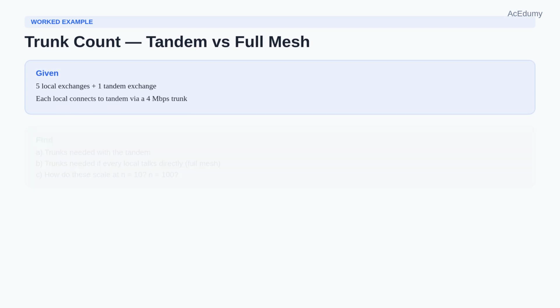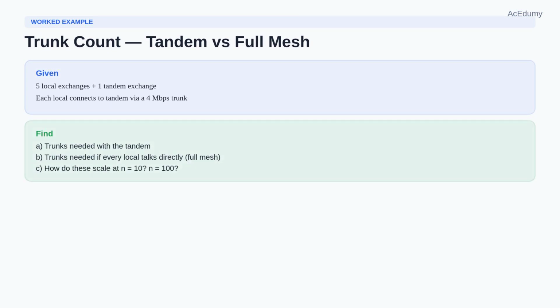Welcome back. Today a network topology question that looks easy with 5 nodes and only gets interesting once you push the numbers. Here is the setup. Imagine a city with 5 local telephone exchanges and 1 tandem exchange. Every local exchange is connected to the tandem exchange through a 4 megabit per second trunk. 3 questions. Part A. How many 4 megabit trunks do we need with the tandem in the middle?